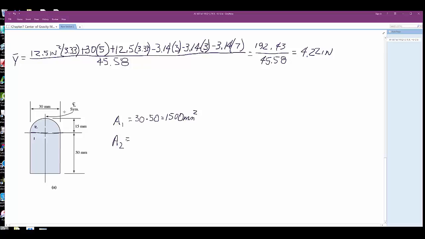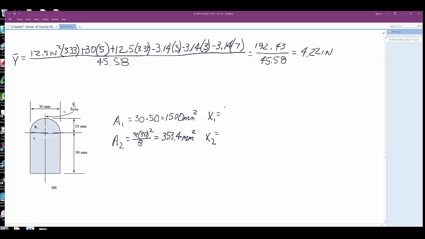Area of 2 is going to be pi times the diameter of that piece squared divided by 8 for a semicircle. Punch those in, you should end up with 353.4 square millimeters. X1 and then X2. Okay, so this was just a rectangle and this was a semicircle as far as the areas are concerned.